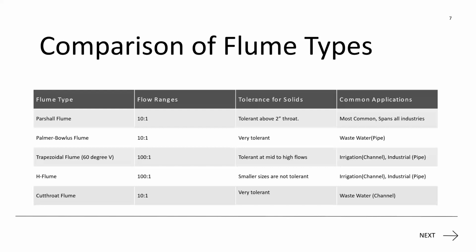Palmer Bowlus flumes, you're going to see in the wastewater industry, municipal and industrial. You mainly see them in pipe situations or maybe in a manhole channel that's still circular. Trapezoidal, you're going to see a lot of irrigation, industrial discharge. Same with H flumes, and then cutthroat flumes you're mainly going to see in the water and wastewater industry.